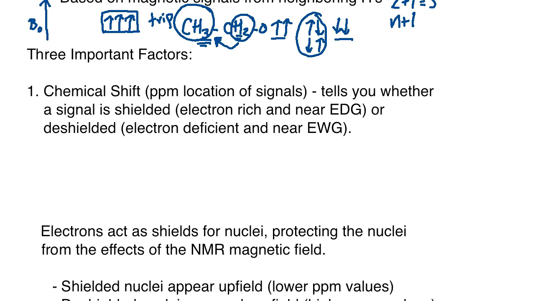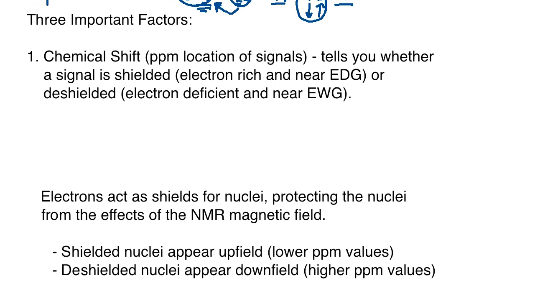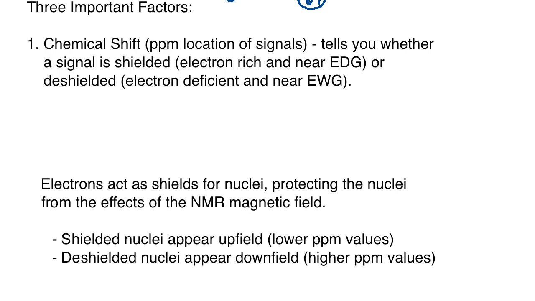So there are 3 important factors we want to consider when we're looking at NMRs. All right. Number 1 is the chemical shift. So this is when you're looking at the x-axis, the ppm location of your signals. That's what's referred to as chemical shift. And chemical shift is actually how the peaks are moving along that ppm axis based on what's surrounding them. All right. So this will tell you whether a signal is shielded, which means it's electron rich and it's most likely near electron donating groups, or if it is deshielded and it is electron deficient and near an electron withdrawing group.